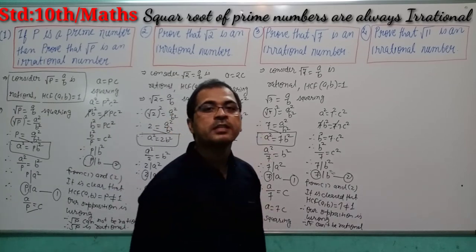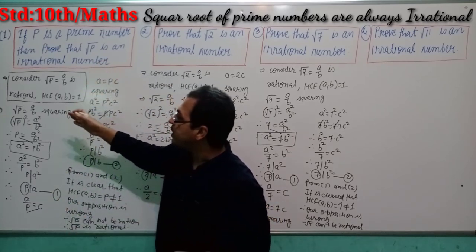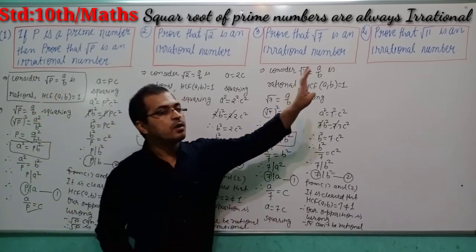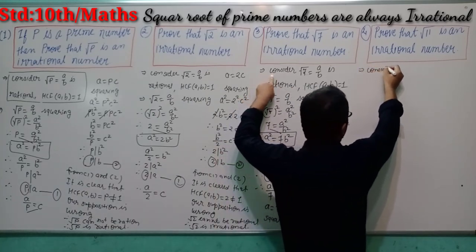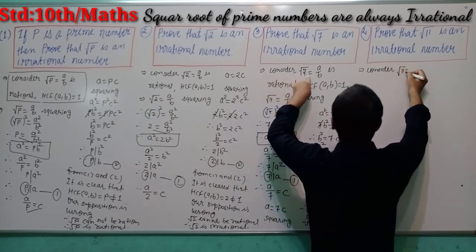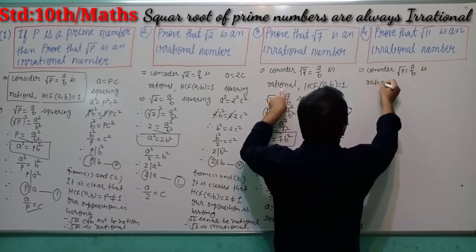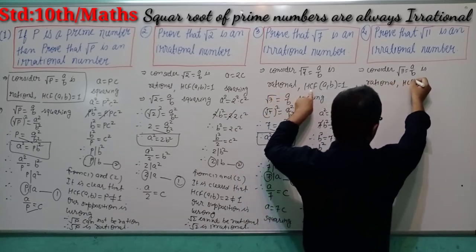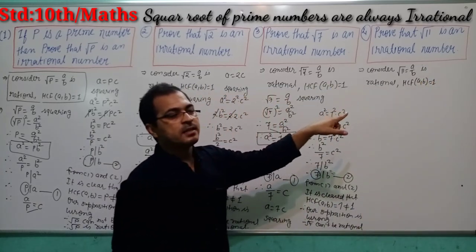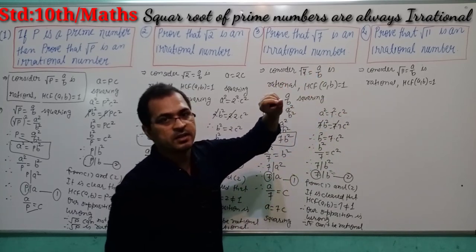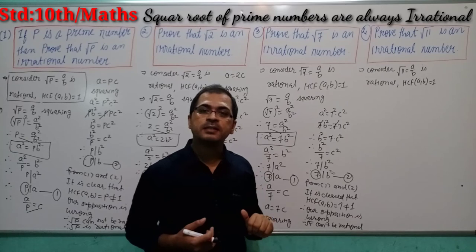Okay, moving to the question number 4. This is the final touch of this topic. Nothing you will have to do over here. In very first question, you can see that in place of p, just write down 11. Consider root 11 is equal to a by b is rational. Right? So what should be the condition of rationality? HCF of a comma b is equal to 1. Okay? If it is satisfied, then you can say that root 11 is rational. If it is not satisfying, so root 11 can't be rational, it will be irrational.